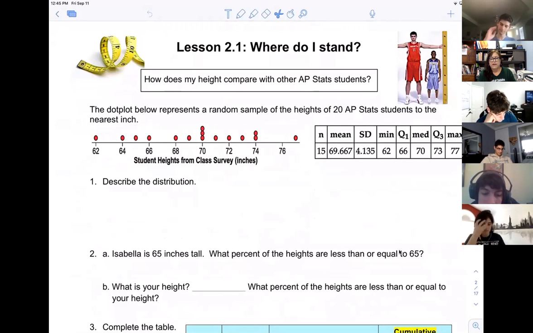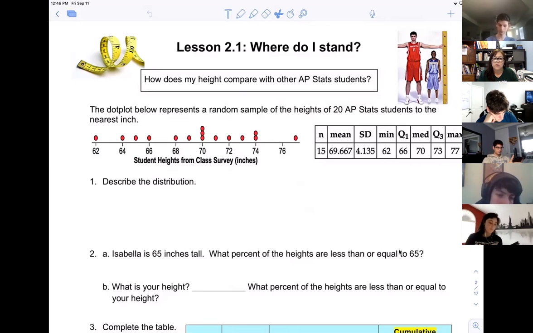We were looking at our heights from the survey that you guys did the first week of school. Whoever was here that day did the survey. You may remember this is the same dot plot that we used for that set of notes. This time we're looking at how my height compares with other AP Statistics students, but in a slightly different way. I'm going to run through the very beginning, then we're going to break into breakout rooms, and you're going to fill out this first page, questions 1 through 4.